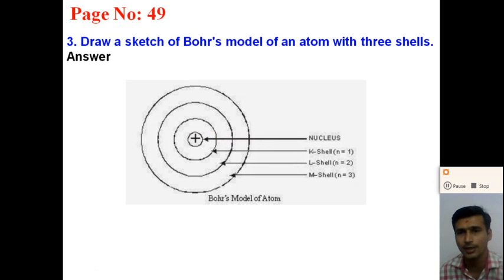are revolving in different shells like the K shell, L shell, M shell, N shell, or we can say the first orbit, second orbit, third orbit, fourth orbit. So draw the circular orbits: the first orbit is the K shell, n equal to 1; the second orbit is the L shell, n equal to 2; and the third orbit is the M shell, n equal to 3. You can draw a fourth orbit also, the N shell, n equal to 4. But here our question is limited up to the 3 shells.